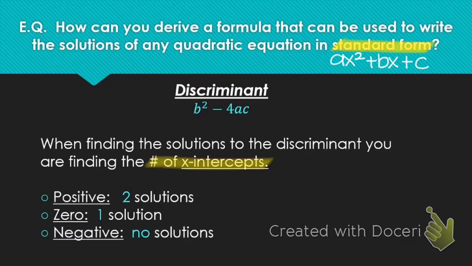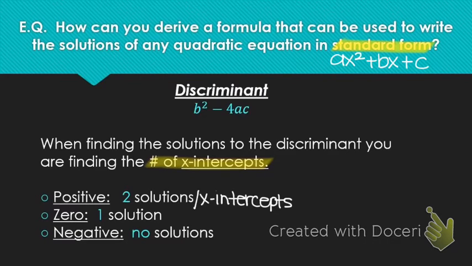So that's important. Because if your discriminant, and your discriminant is the formula b squared minus 4ac, comes out to be a positive value, you are going to have two solutions. And I want you to put a slash next to solutions, and put x-intercept, because solutions and x-intercepts are interchangeable. If the value of your discriminant is positive, you have two solutions, two x-intercepts.